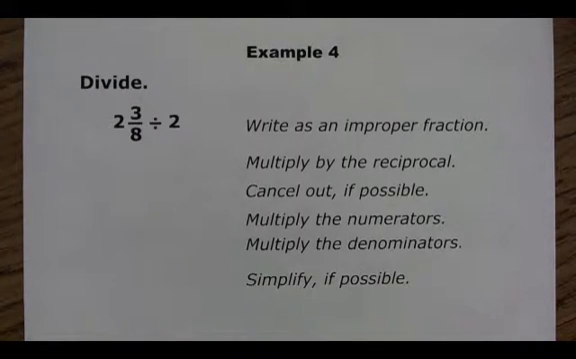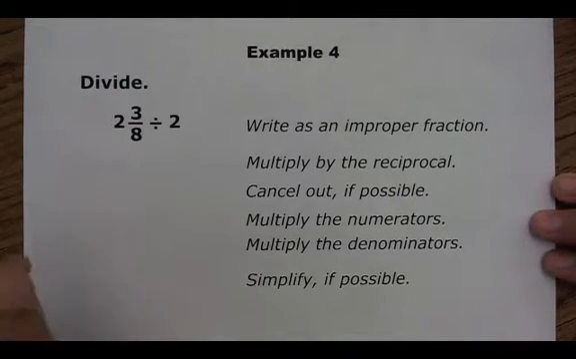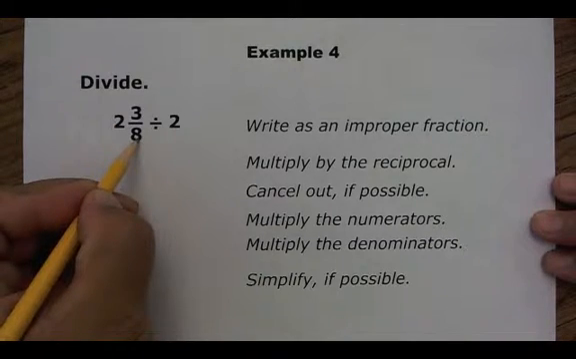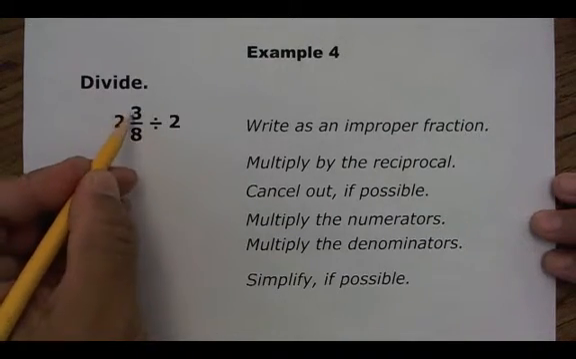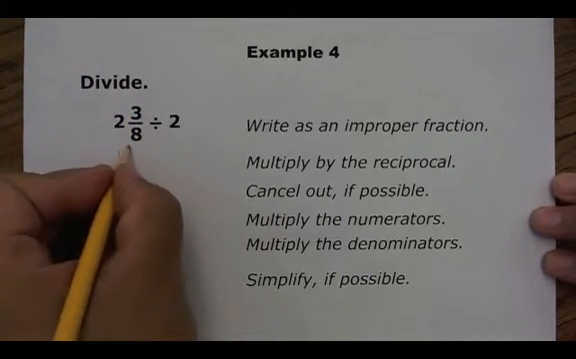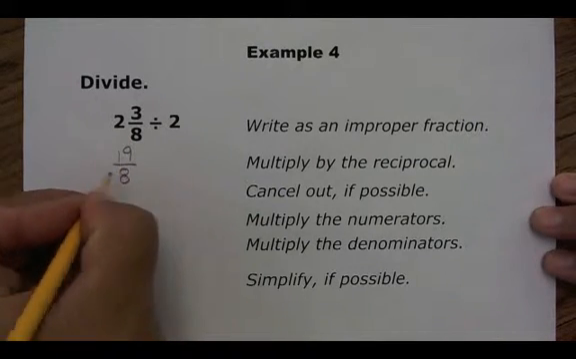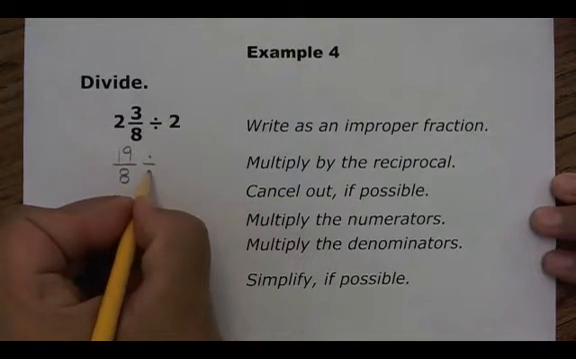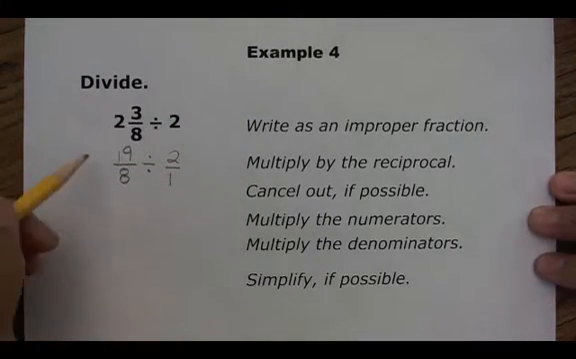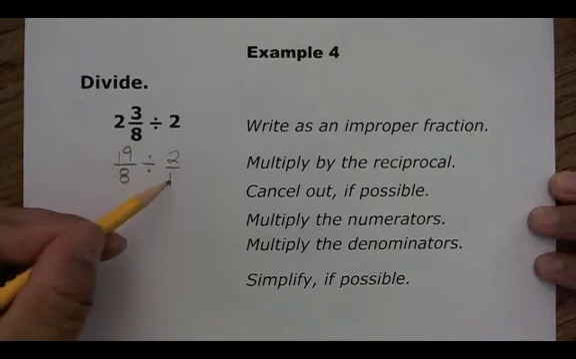Example 4 for fractions. 2 3/8 divided by 2. So the first step I have to do is make both 2 3/8 and 2 into improper fractions. I do that by multiplying the whole number 2 times the denominator 8, which is 16, and then adding the numerator 3. 16 plus 3 is 19, and I keep the denominator 8 divided by, and when I make 2 improper, it's 2 over 1. So 19 over 8 divided by 2 over 1.